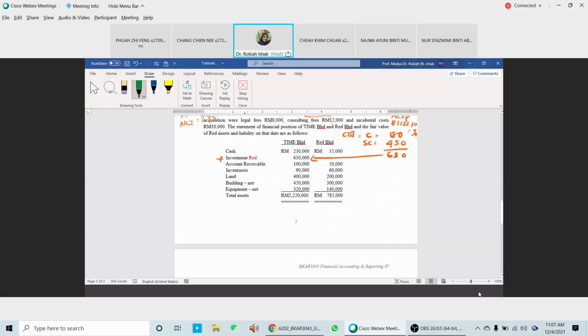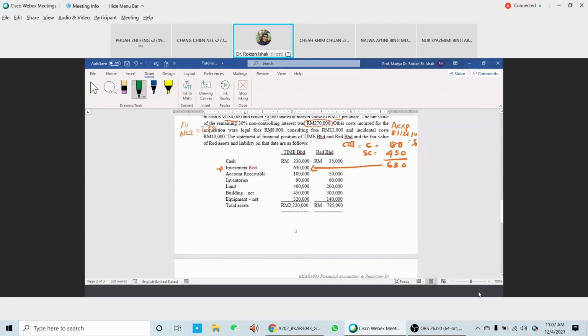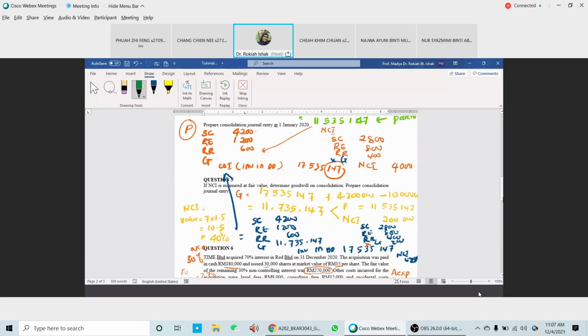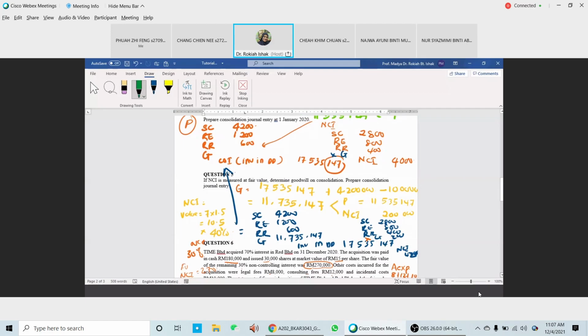Okay, we're going to look at here. Does anything mention whether the legal fee and other costs incurred for the acquisition were paid or not paid? Just want to confirm this one. It's also not mentioned whether it is paid or not paid, so we can accept both.